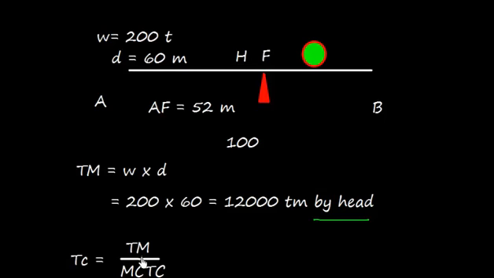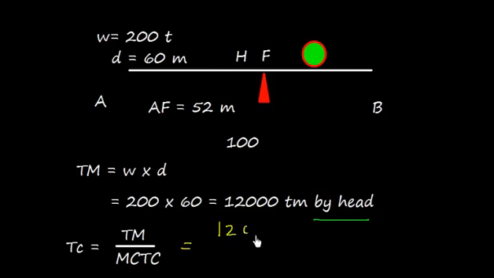Why by head? Because I shifted this weight from aft to forward, so there will be a trimming moment in forward direction. And now we know that the trim can be calculated by trimming moment divided by MCTC, where as per the definition, MCTC is the moment to change the trim by 1 centimeter. So in this scenario, let's say the trimming moment is 12000 and let's say the MCTC is 200. So we have this 60 centimeter trim, and that will be by head.